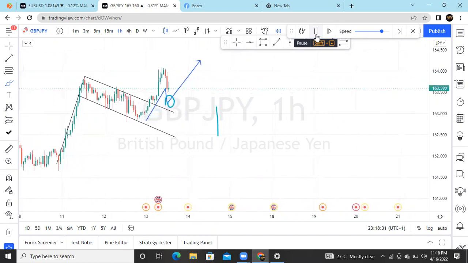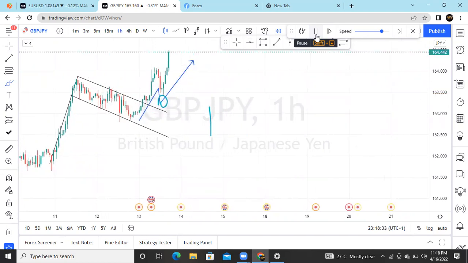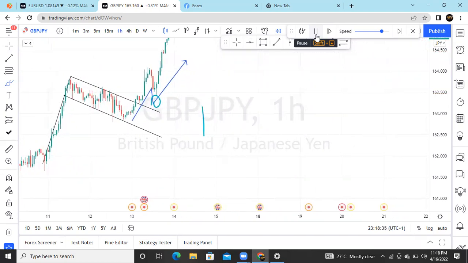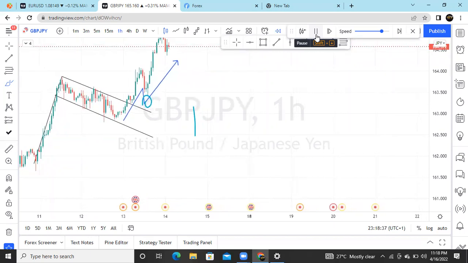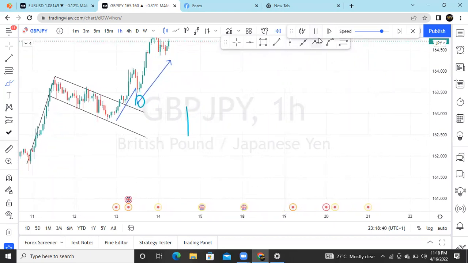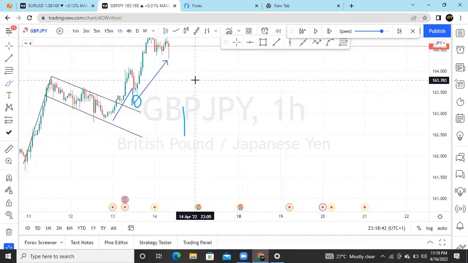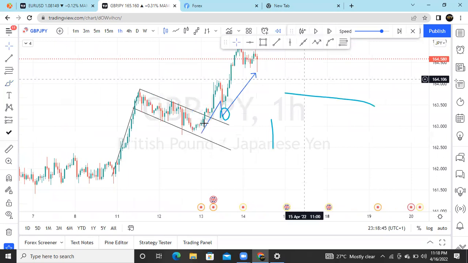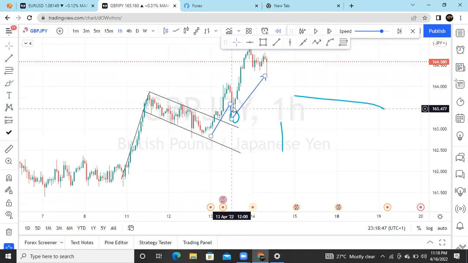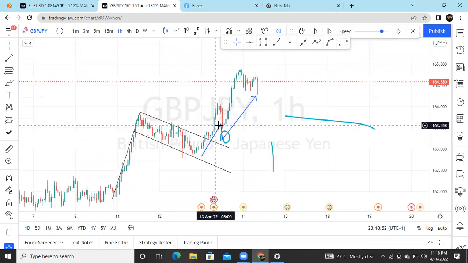Broke out, I didn't take it. Tested, got in. And then look at that. So we got our retracement right here. Okay, and we took our trade. Now I entered at this point.